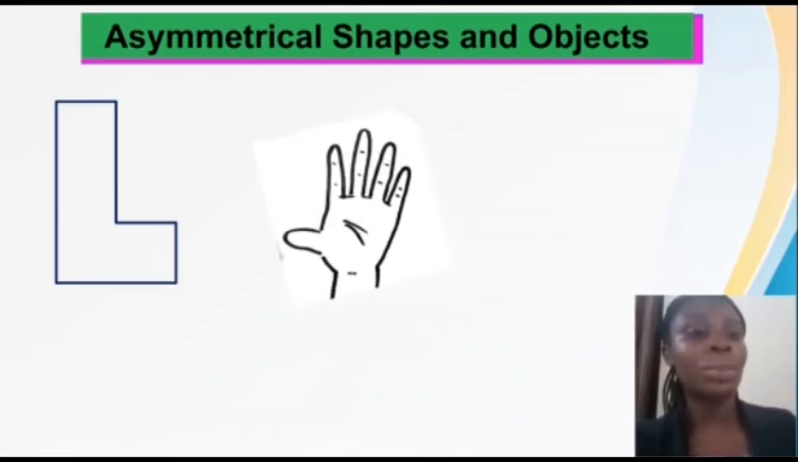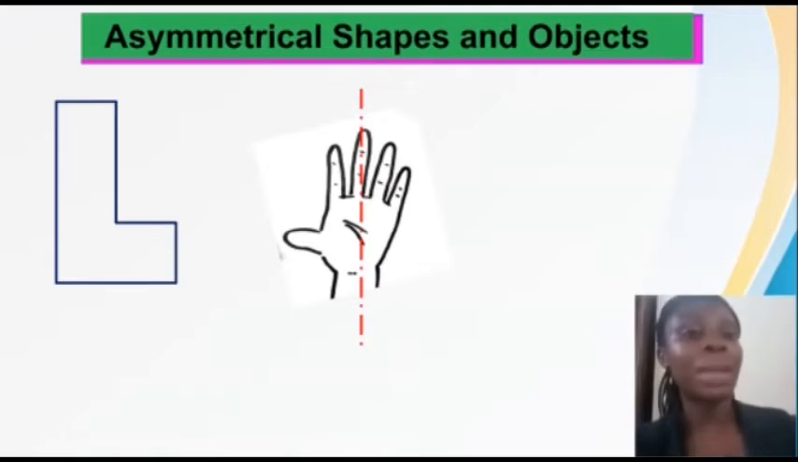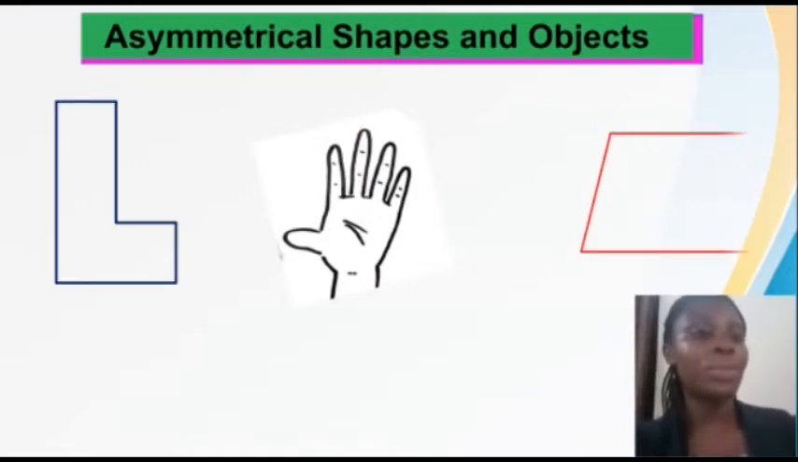Let's move to another one. Hand. This is the hand of a human being. Let me try to cut. If you look at the two sides, they are not the same at all. Look at them. The right hand side is very different from the left hand side. So the human hand is not symmetrical at all. Let's move to another one.